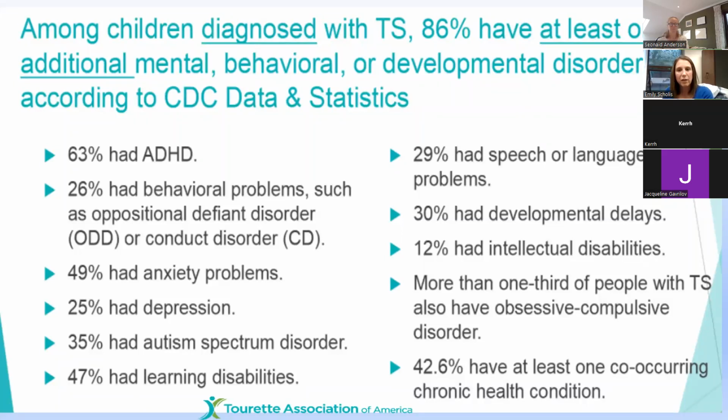And then this is another thing from the Tourette Association of America that shows that for children diagnosed with Tourette syndrome, 86% have at least one additional mental, behavioral, or developmental disorder, according to the CDC data and stats. So you can see on here all the different ones. Some of the higher ones: 63% have ADHD, 49% anxiety, 47% learning disorders, and 42.6% have at least one co-occurring chronic health condition. So really high comorbid conditions in this population.